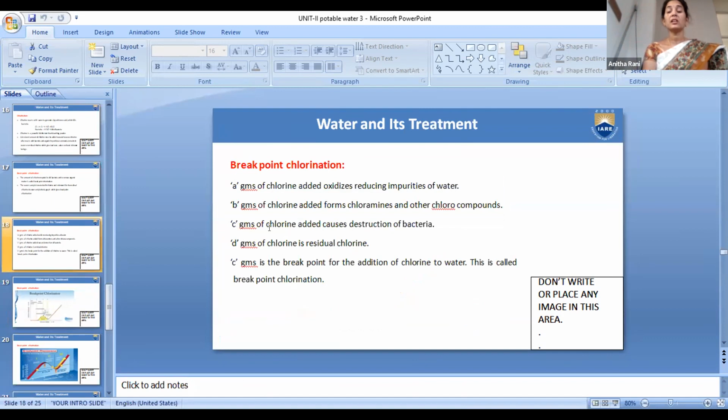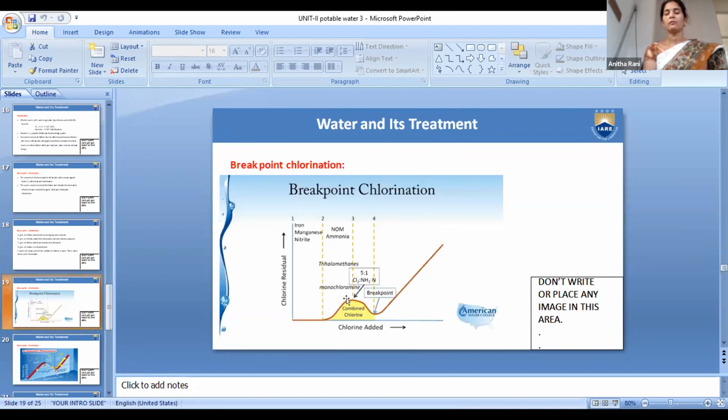So now next one. When we are adding C grams of chlorine, for example 3 grams of chlorine, it causes destruction of bacteria. So then what happens, students, here? When you are adding 3 grams of chlorine, this chlorine and chloramines in presence of water produce hypochlorous acid, and it will start to destroy the bacteria. You can see the curve is decreasing. It reaches a minimum.